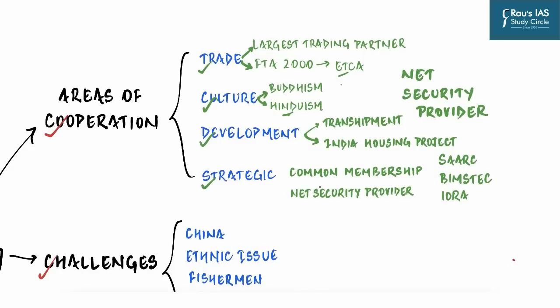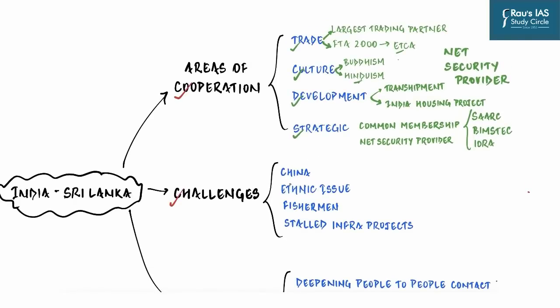Then the next important area of cooperation is strategic cooperation. And if you know, you would appreciate that India and Sri Lanka hold common membership of three important groups: SAARC, BIMSTEC, and Indian Ocean Rim Association. And apart from that, Sri Lanka is also important for India in its ambitions to become a net security provider in the Indian Ocean. And so pursuing strong ties with Sri Lanka is an integral part of India's neighborhood first policy. But analyzing the events of the past 10 to 20 years, the India and Sri Lanka relationship faces very significant challenges, which can be categorized into four different groups.